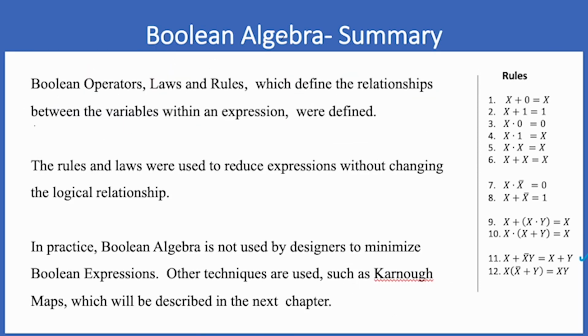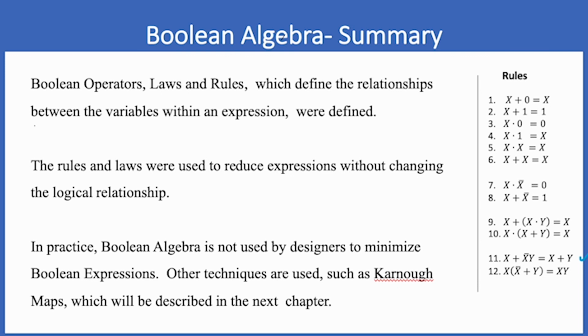Okay, in summary, we've talked about Boolean operators, laws, and rules, which define the relationship between the variables within an expression. Then we use the rules and laws to reduce expressions without changing the logical relationships, and that's important. You can't change the logical relationship, because if you do, you're going to change the value of that expression.